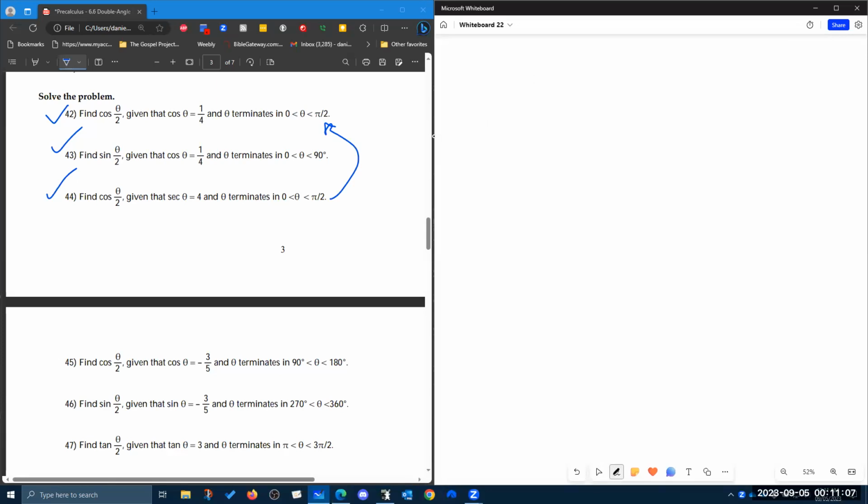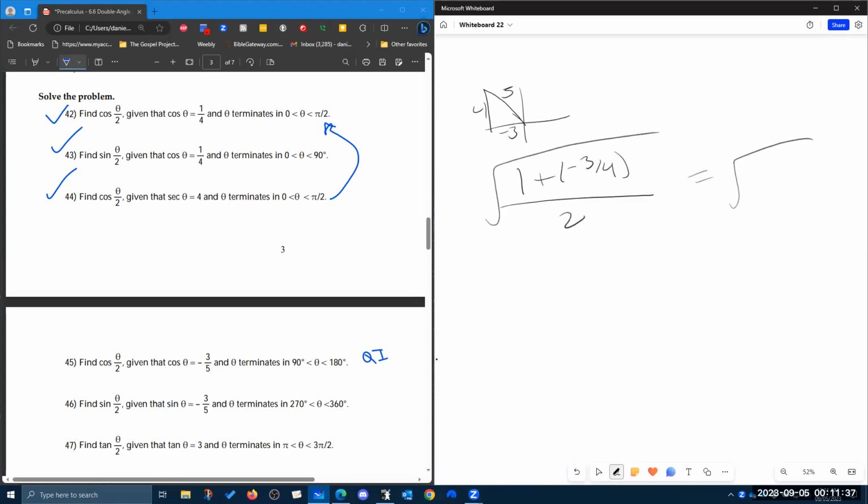Now cosine is negative 3/4, and it's in quadrant 2. So that means that our half angle is going to be in quadrant 1, and that forces the cosine to be positive. So this is going to be the square root of 1 plus a negative 3/4 over 2. It's going to be 1/4 over 2, 1/8 times 2 over 2, which is root 2 over 4.